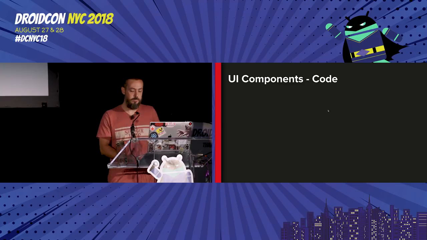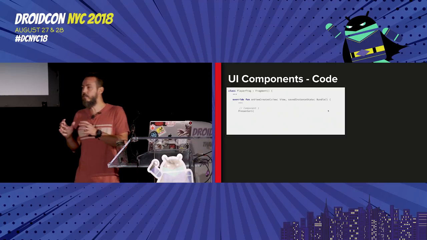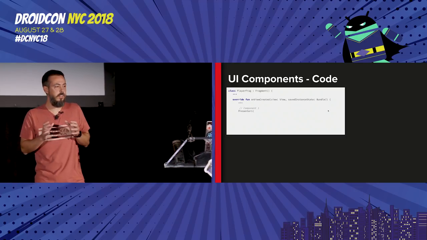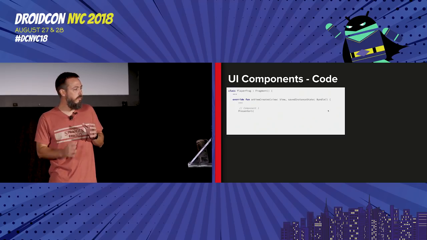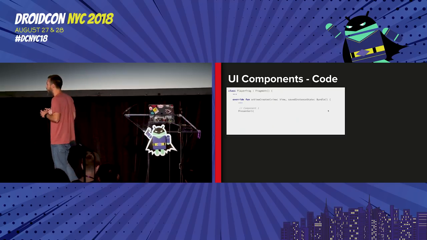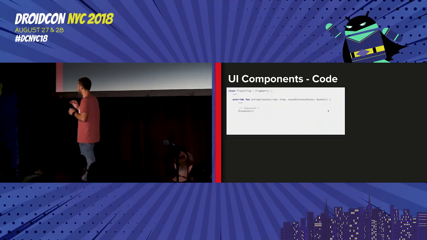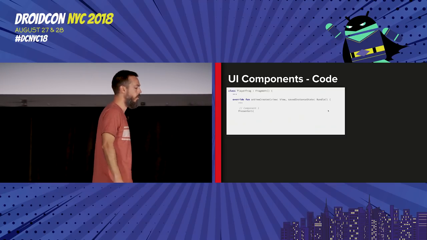Let's take a look at some code. So here I'm going to start with the fragment. The fragment will instantiate all the UI components, and we do that in the onViewCreated. So the fragment has a container, an Android view group that it will provide to all the components. And the components will inflate themselves inside this container. So the layout XML that the fragment has is just a constraint layout or any view group that you like to use.